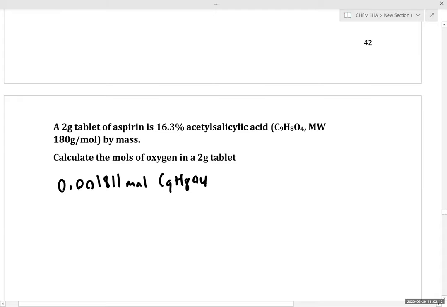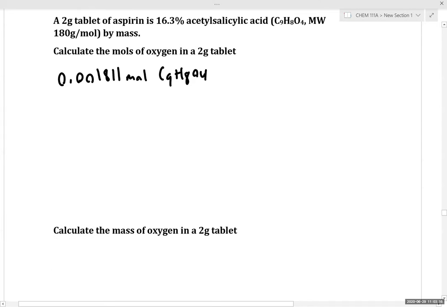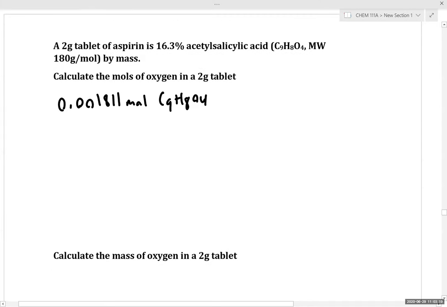I'd like you now to take another 3 to 4 minutes and work through the next example, where we're asked for the same problem carrying over from the previous part. Using our moles of acetyl salicylic acid, I'd like you to calculate the moles of oxygen and the mass of oxygen in this 2-gram tablet.